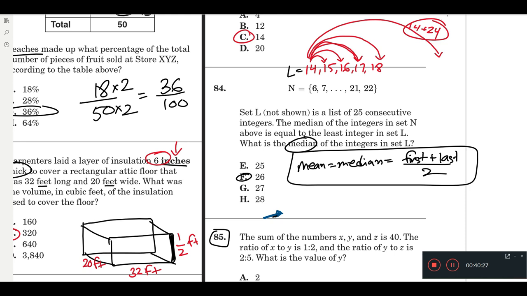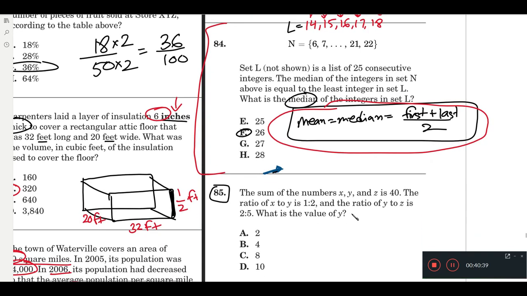Make sense? Yeah. Alright, just remember this is important: mean is equal to median when the numbers are consecutive, and how do you find it? The first one plus the last one divided by 2. Make sure you guys remember these, and practice it over and over again.